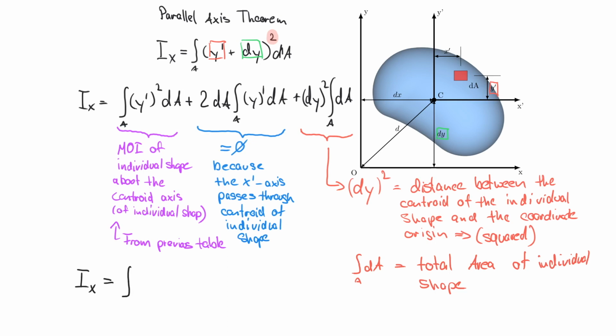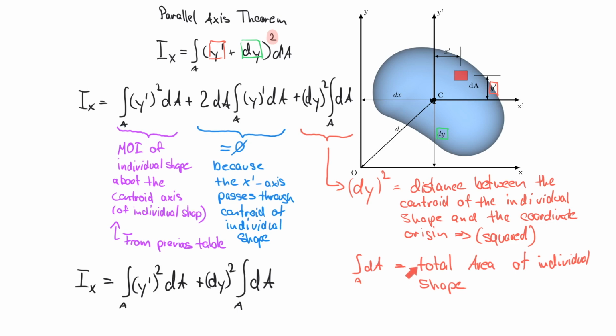Ix is equal to the area integral of y prime squared dA plus dy squared integration of the area dA. And that is technically an important formula. However, I'm going to make it easier for you because I will now move from infinite sum to finite sum, and then I believe it will make more sense for us.